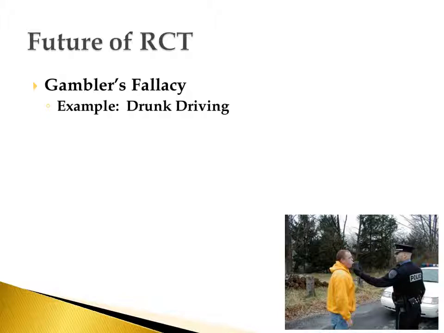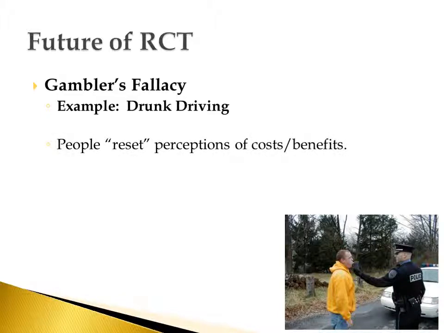Another future area of rational choice theory, which has garnered a lot of interest in the past couple of years, relates to research that's done on what we call the gambler's fallacy. Now, this is another new area, and it's especially interested in how people's perceptions of costs and potential negative aspects of committing a crime might change over the course of their offending life. The basic idea here is that after committing crime, people tend to reset their perceptions of the costs and benefits of committing that act.